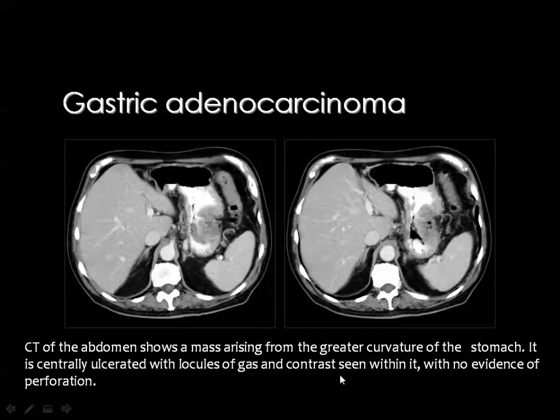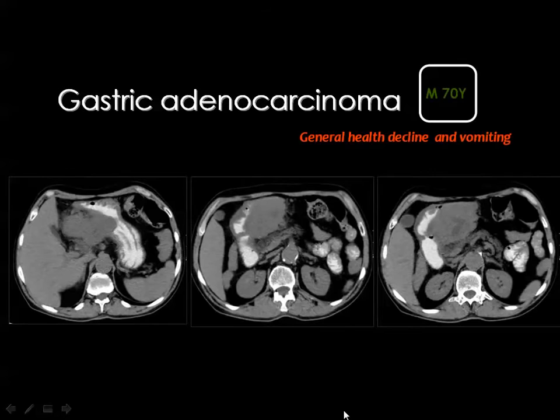Our main aim is to identify the site of the tumor, the length of the tumor, and if possible, you can see invasion of the adjacent structures and possible metastatic deposits. This is the stomach, where you give the patient oral contrast, and you see a large mass infiltrating the greater curvature of the stomach, diagnostic of gastric carcinoma.